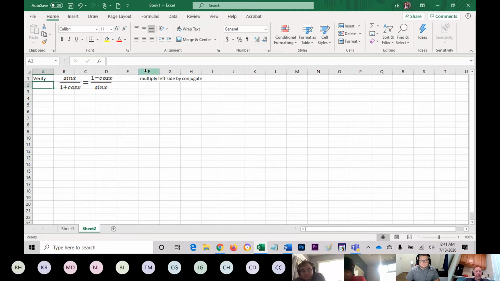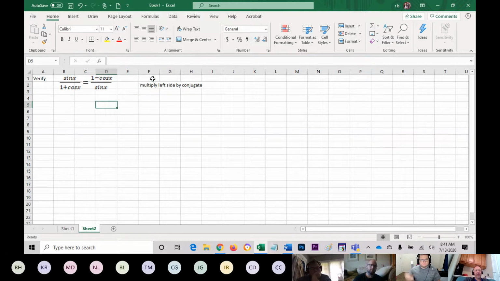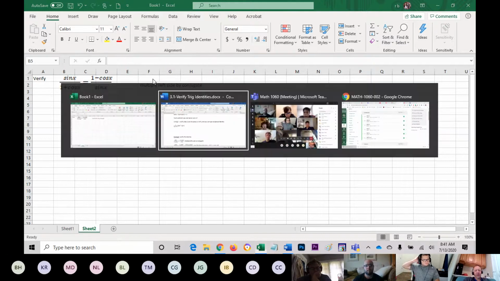We need to verify this thing. Sine of x over 1 plus the cosine of x equals 1 minus the cosine of x over the sine of x. Okay? So here's my hint. My hint is to multiply the left side by the conjugate.